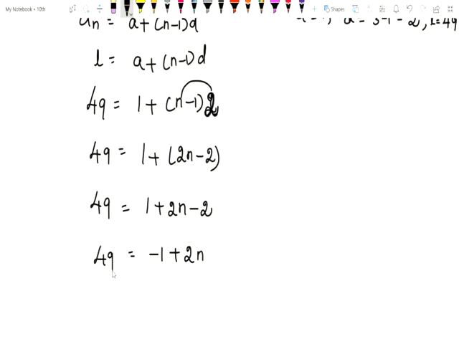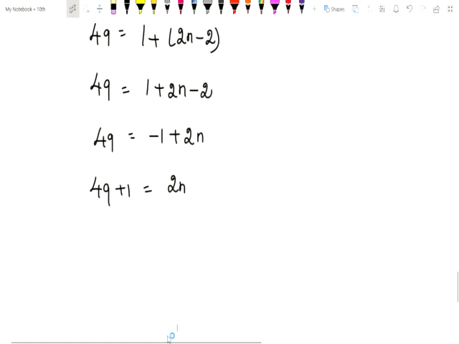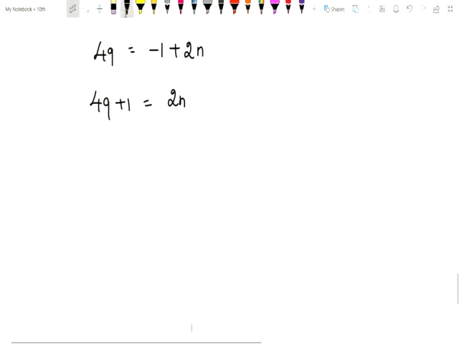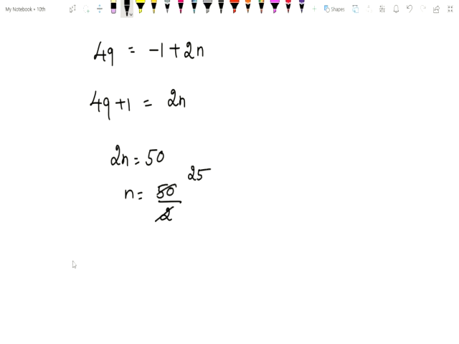equal to 49. So 49, the minus 1 will change to plus 1, because subtraction will change to addition on the other side, equal to 2n. So 49 plus 1, what you will get, children? 50. Okay. So 2n equal to 50, n equal to 50 by 2. Simplify this, 25 2s are 50. So n equal to 25.